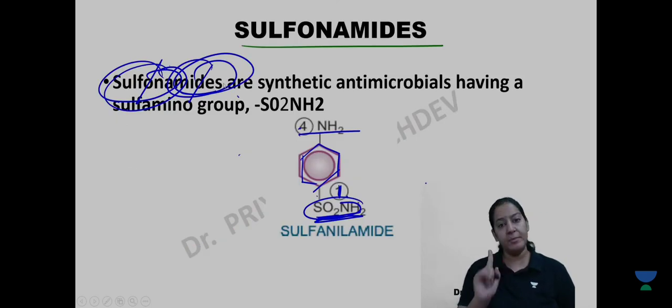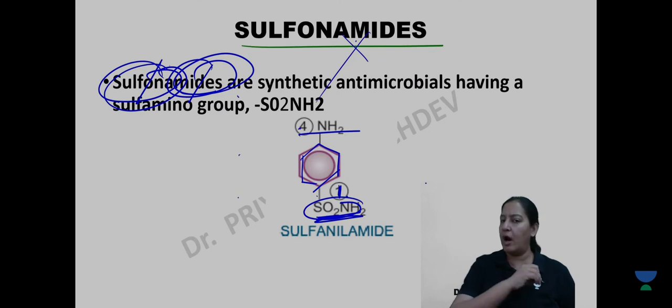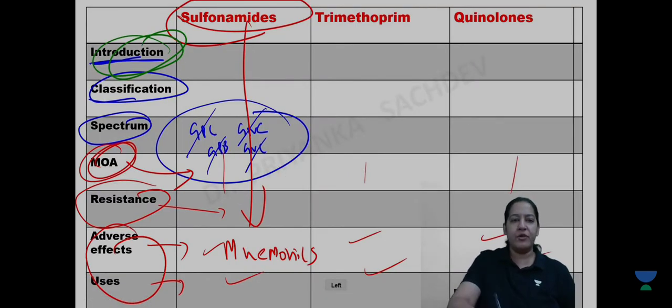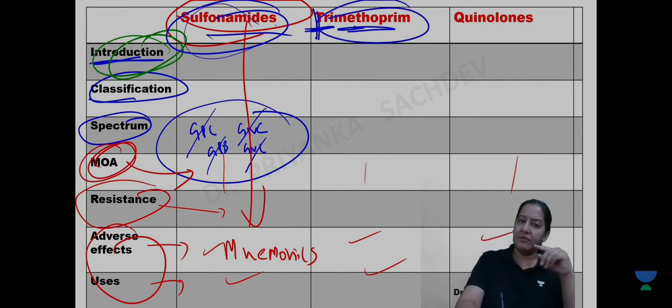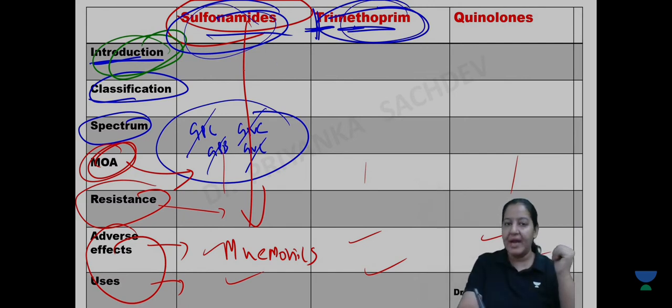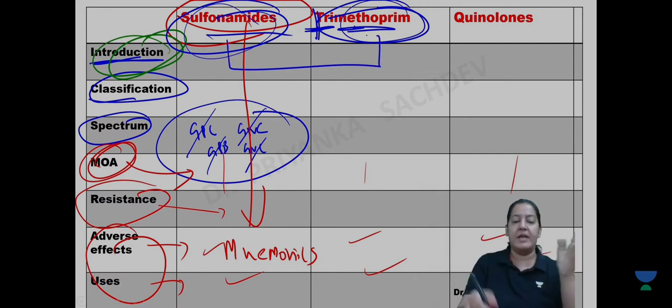Now, in the introduction, write one more unique feature. We never give sulfonamide alone in a patient. We always give sulfonamide with trimethoprim. These two are given in combination. Neither is given alone. Why? Because if we give sulfonamide alone or trimethoprim alone, bacteria develop resistance and they don't die. If we give them in combination, the bacteria die. The combination is known as cotrimoxazole.